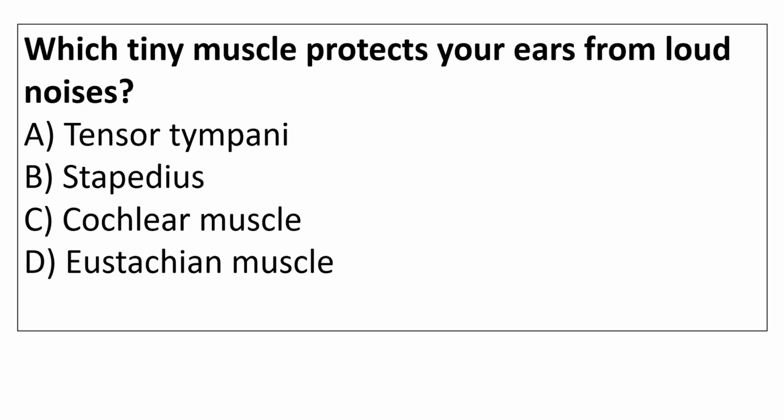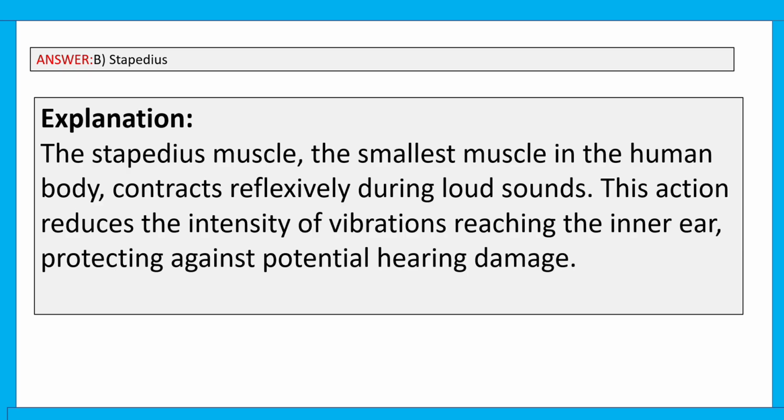Which tiny muscles protect your ear from loud noises? Option A, tensor tympani. Option B, stapedius. Option C, ocular muscle. Option D, Eustachian muscle. The right answer is option B, stapedius. The stapedius muscle, the smallest muscle in the human body, contracts reflexively during loud noise. This action reduces the intensity of vibration reaching the inner ear, protecting against potential hearing damage.